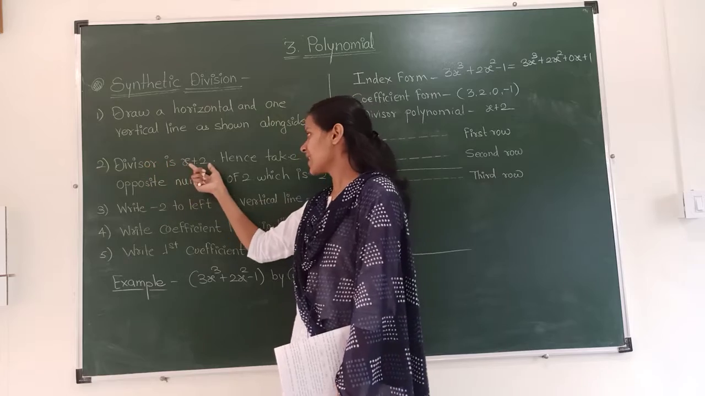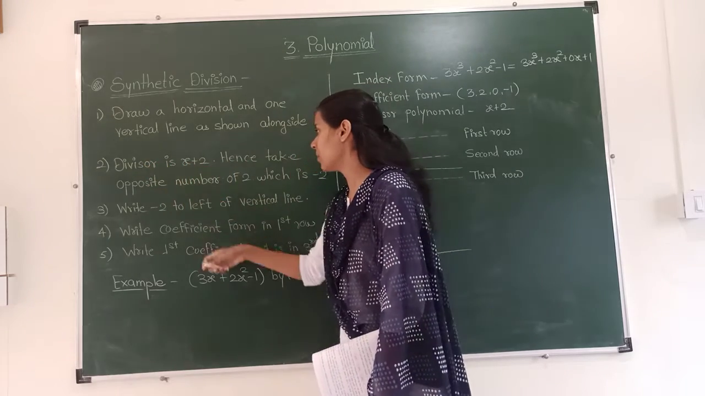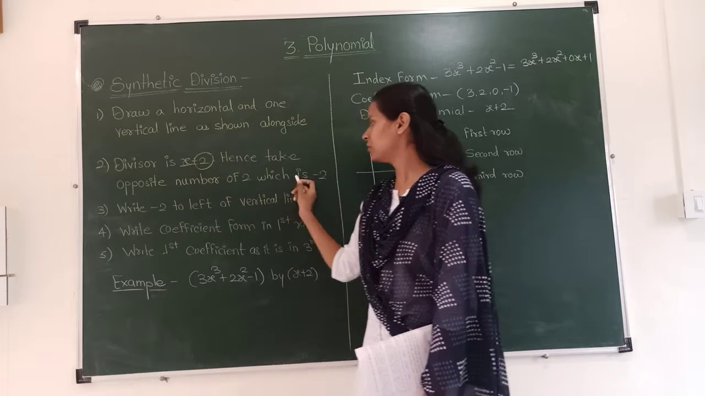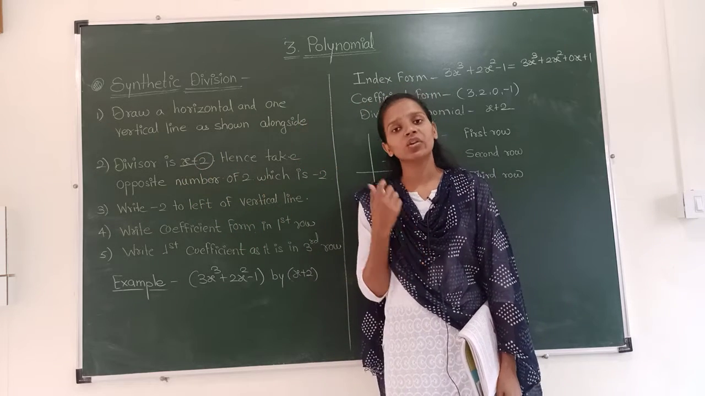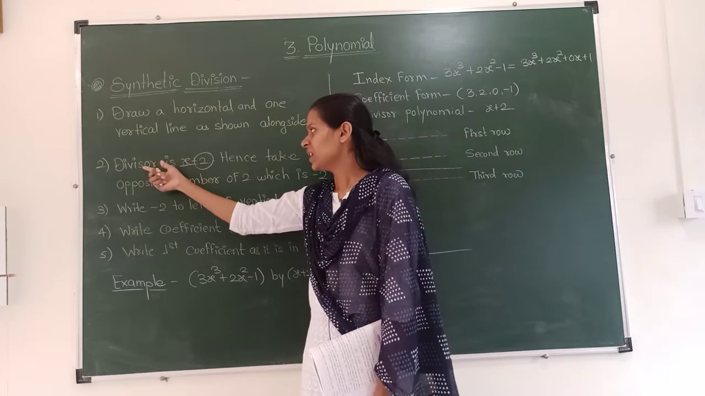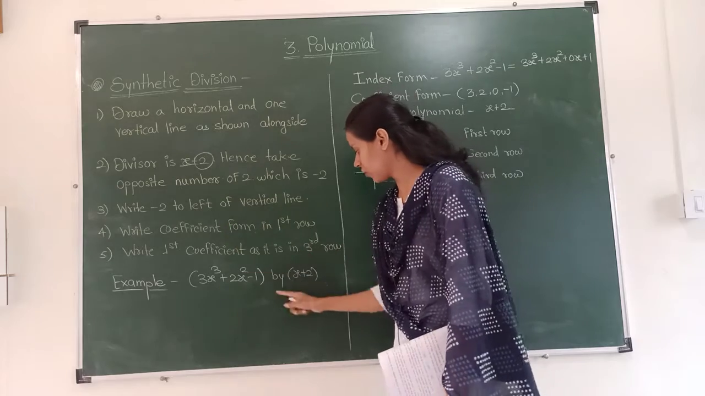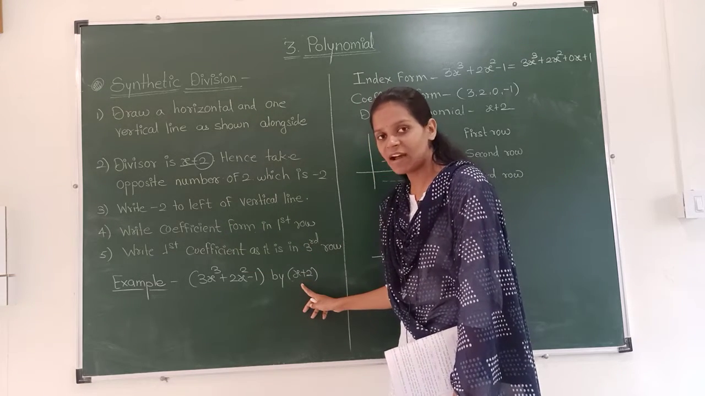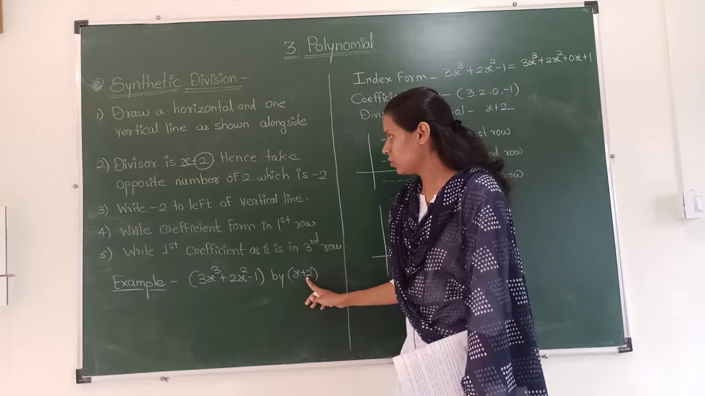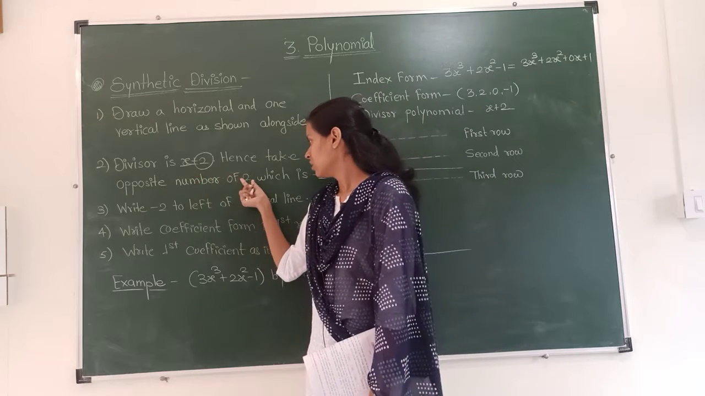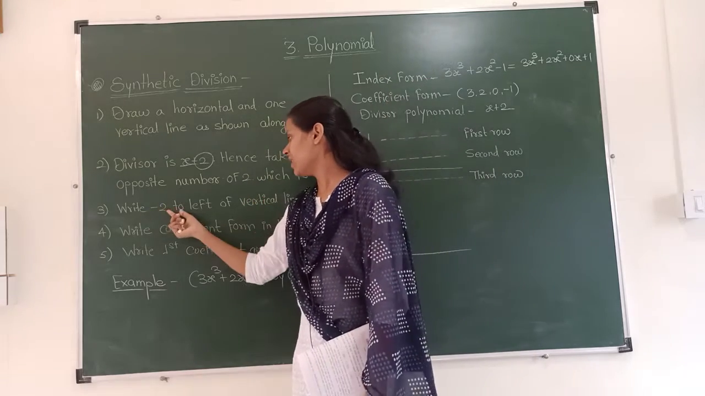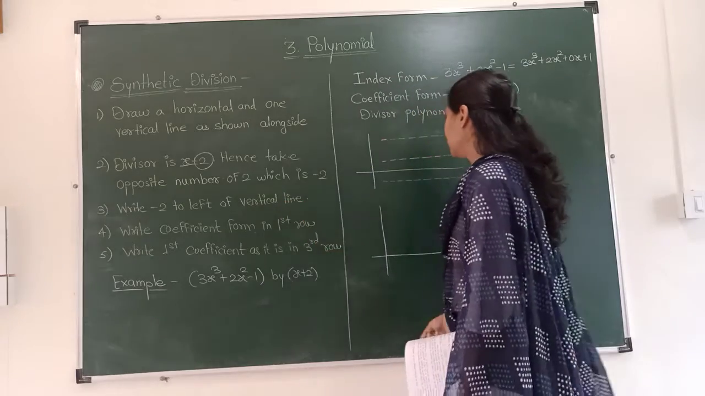So, divisor is x plus 2, hence take the opposite number of 2. You can see x is the variable, so the opposite number of 2 is minus 2. We have to look for the divisor. Here the divisor is x plus 2. x is the variable and 2 is the number. Therefore, the opposite number of 2 is minus 2. Write minus 2 to the left of the vertical line.